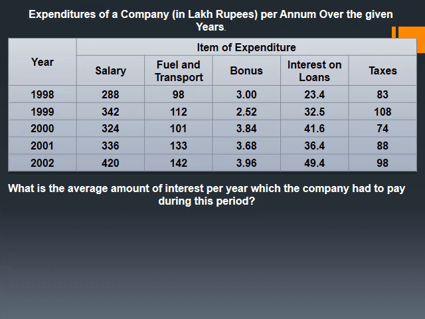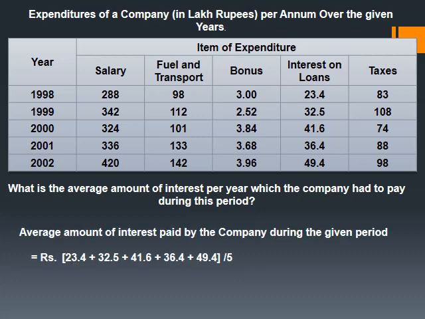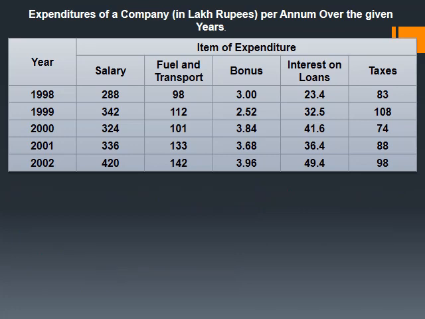That is 23.4 plus 32.5 plus 41.6 plus 36.4 plus 49.4. So we are adding all this data for 5 years. Then to find the average, you divide by 5. So you divide by 5 and you get the number, that is 36.66 lakhs. We'll see another question based on this table.